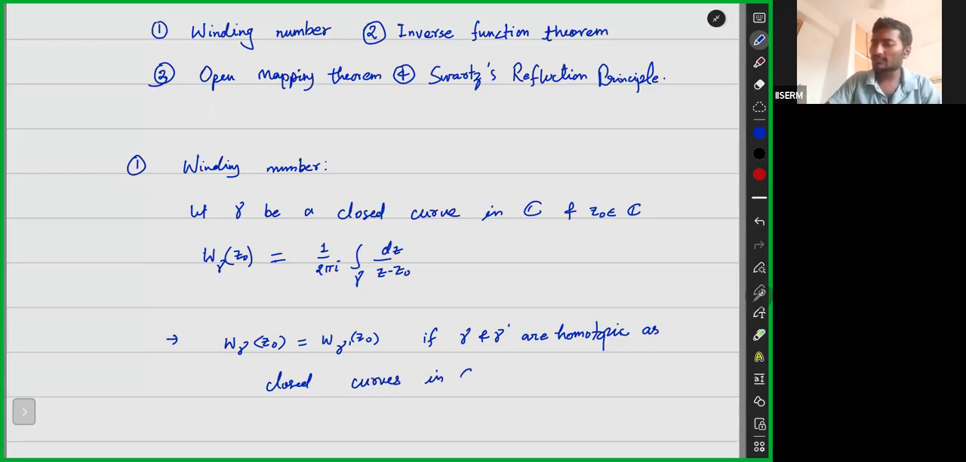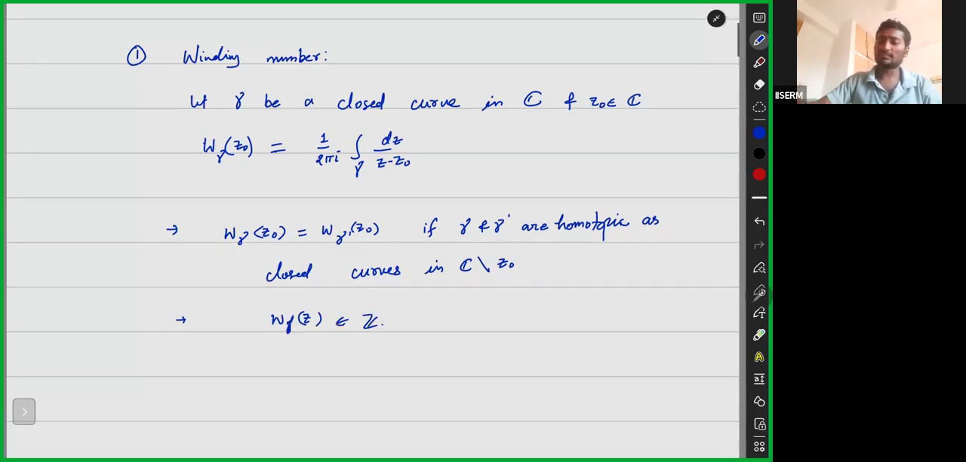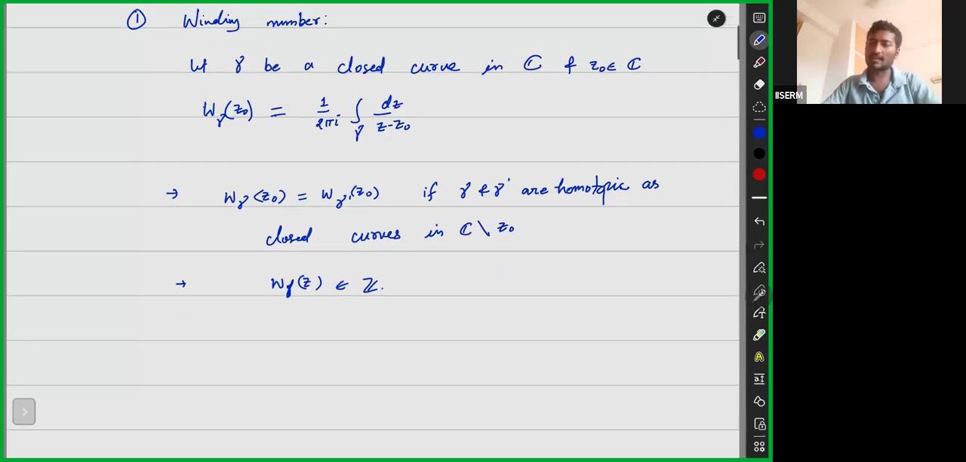In C minus z naught. Okay, there are more results about the winding number: it is always an integer for any closed curve gamma. This belongs to Z. And at the very end of the first lecture, a generalized Cauchy theorem was written this way.